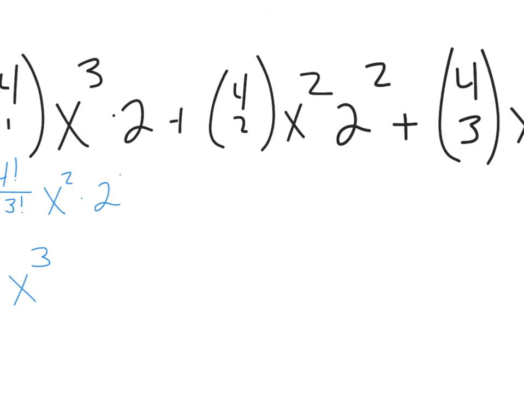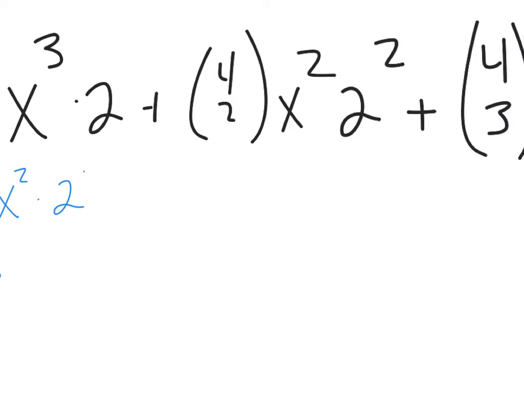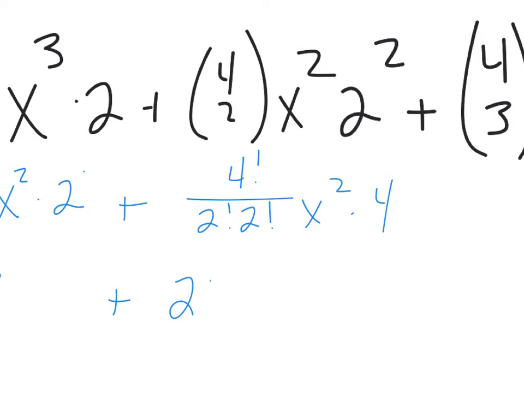Our third term, we're going to add to this 4 factorial over 2 factorial times 2 factorial times x squared times 4. So what I end up with here is 4 factorial is 24. 24 divided by 4 times 4, I end up back with 24. So my simplified form of this term is 24x squared.